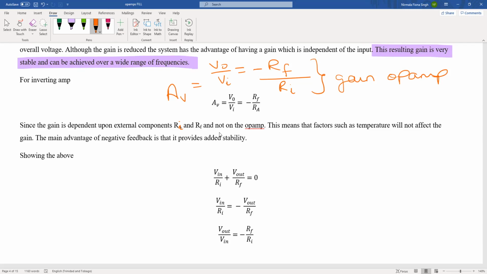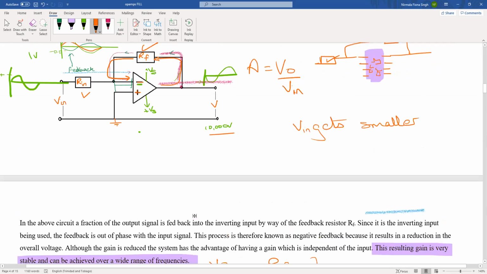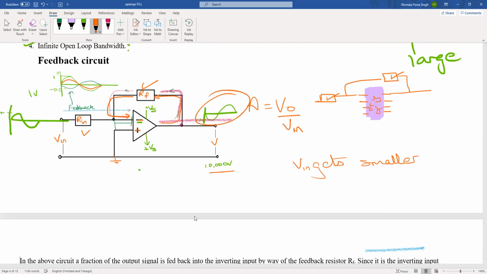So what we have here is what we call negative feedback. Why is it called negative feedback? Because we took some negative signal, let's look here. We took a negative signal and we pumped it back into your negative input. That is why we call this negative feedback.